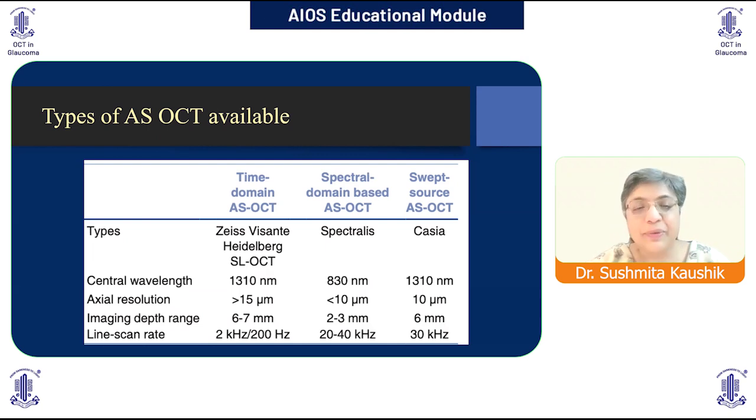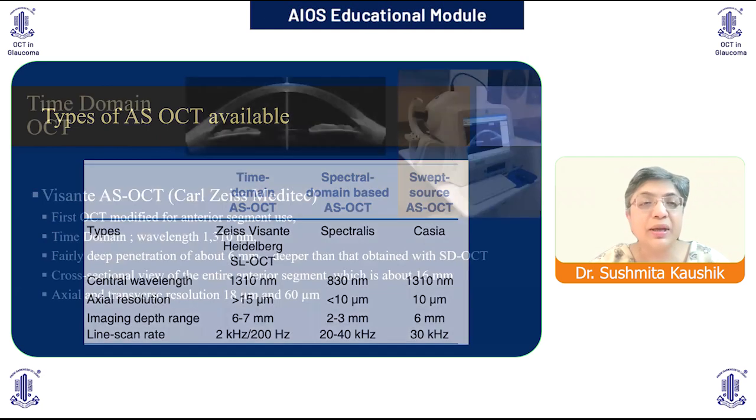It is more suited for the cornea. The line scan rate, as you can see, is the main difference between the two. The scan rate is so much higher, which makes it a better machine resolution-wise as well as time-wise: 2 kilohertz versus 20 to 40 and 30 kilohertz in the others.